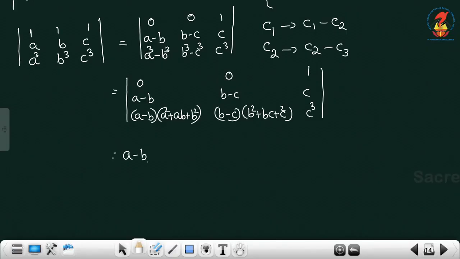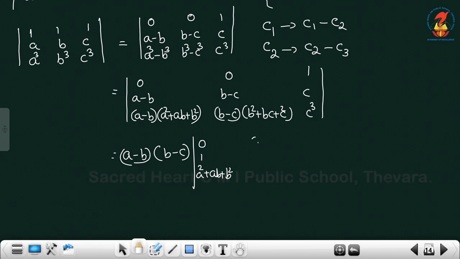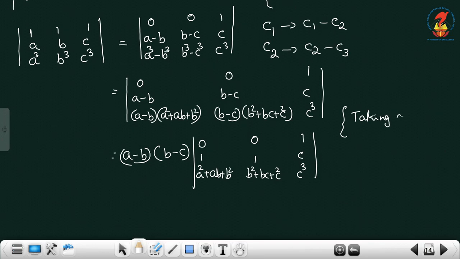So a minus b is common in the first column, and similarly b minus c is common in the second column. So we take out a minus b and b minus c also. Then we have 0, 1, a square plus ab plus b square, and 0, 1, b square plus bc plus c square, and 1, c, c cube. So here what we did: taking out a minus b from C1 and b minus c from C2.